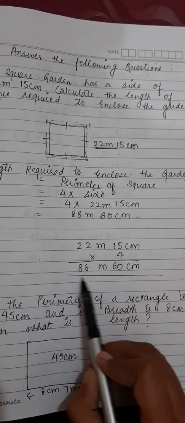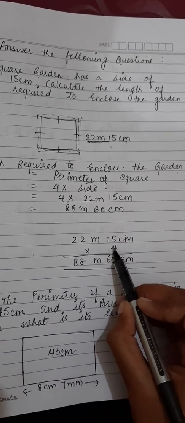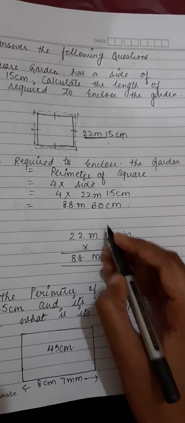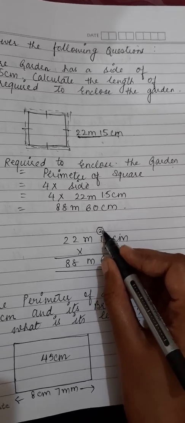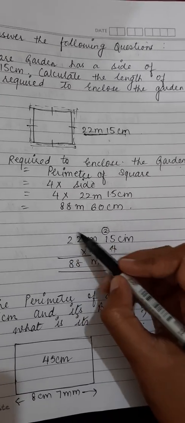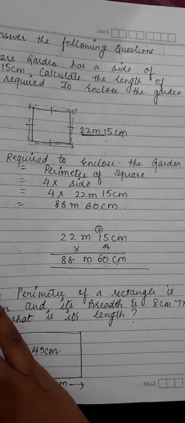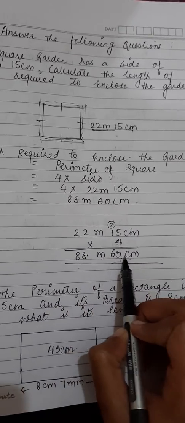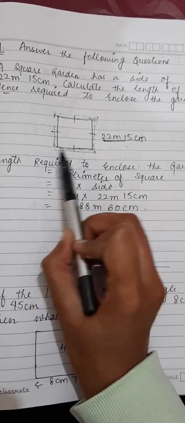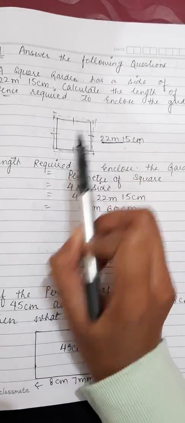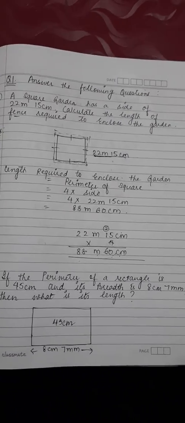I have shown you how I have done the multiplication. Below centimeters, centimeters. 4 5s are 20. 2 is carried up. 4 1s are 4, plus 2, 6. Then below meters, meters will be there. And 4 2s are 8. So this means the answer is 88 meters 60 centimeters. So the length of the fence which is required so as to enclose this garden is going to be 88 meters 60 centimeters. And this is your A part.